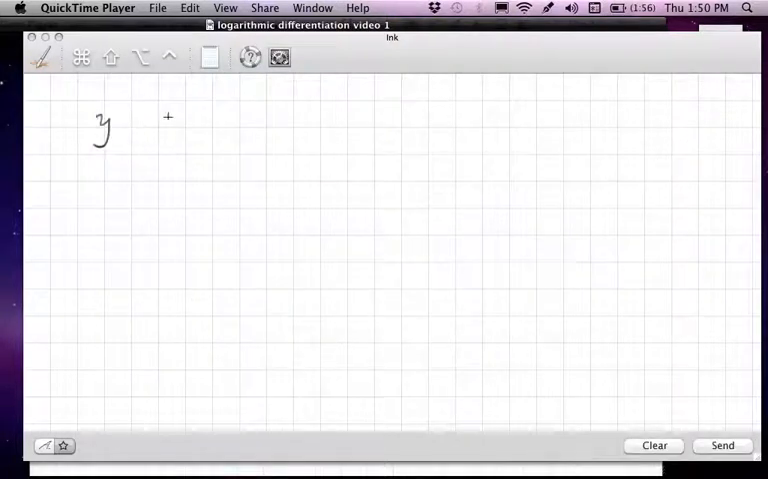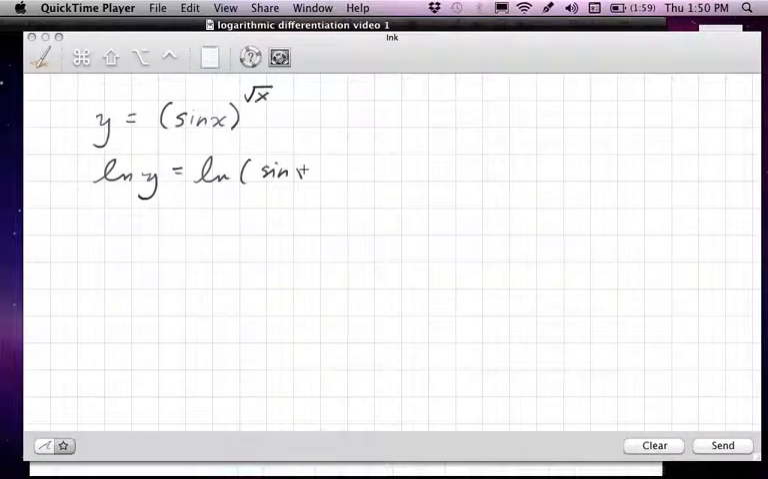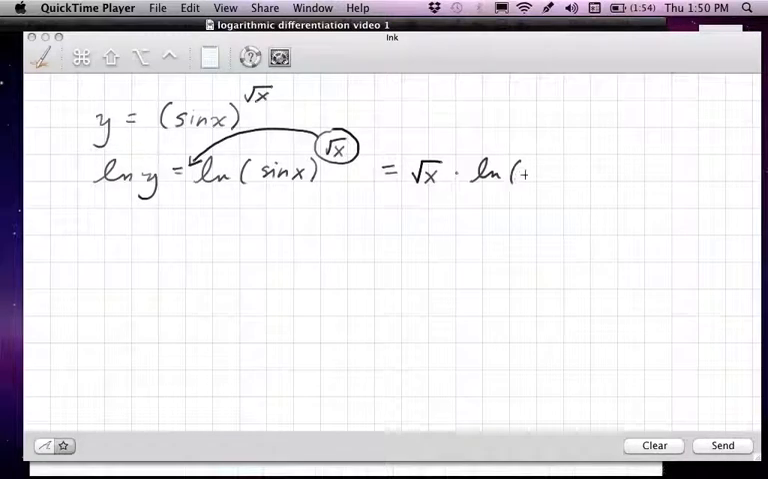Let's do y is equal to sine of x to the square root of x. Doesn't really matter. So we're going to do the same thing. Notice I have x's in the base and x's in the power. And so natural log of y is equal to the natural log of sine of x to the square root of x. Now I can use the rules of logs that says this power can be put in front. So this is equivalent to square root of x times ln of sine of x.